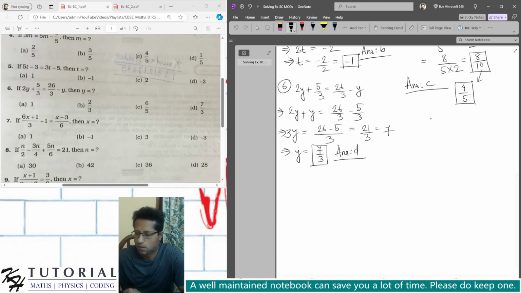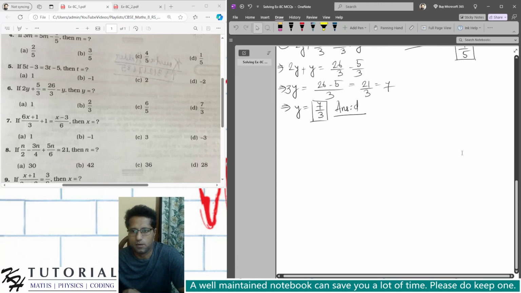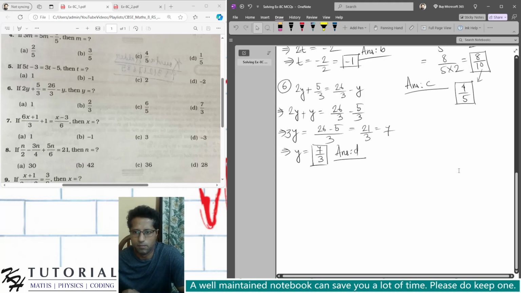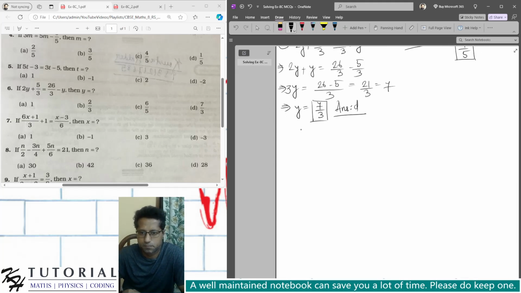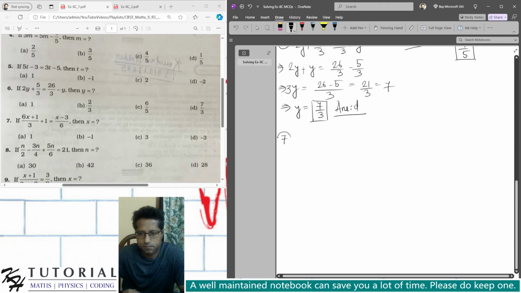Okay. Let's do problem number 7. The equation is 6x plus 1 by 3 plus 1 equal to x minus 3 by 6.